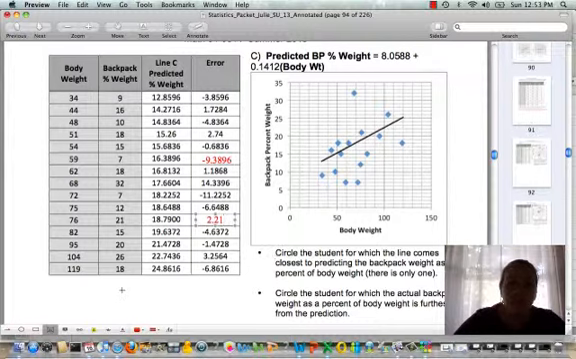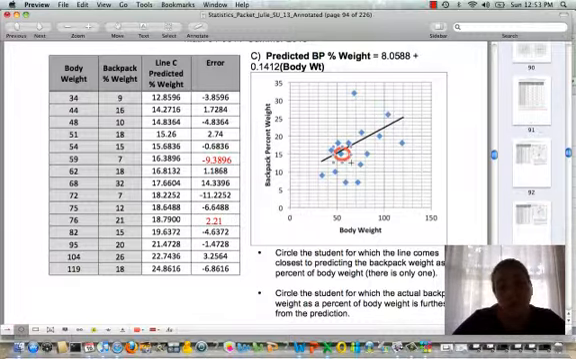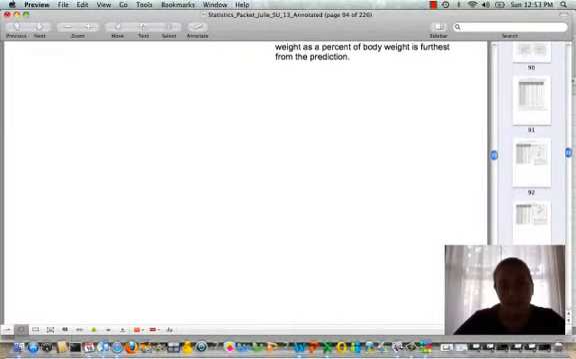And then we want to go ahead over to the graph, and we're going to circle the student for who the line comes closest. So looking at our data, it looks like that is at 54. That has the least error or least residual. And then we want to circle the student for which the actual backpack weight is furthest from the prediction. So once again, that's our outlier up here with the body weight of 68. Okay, let's go ahead and do the same thing for line D.